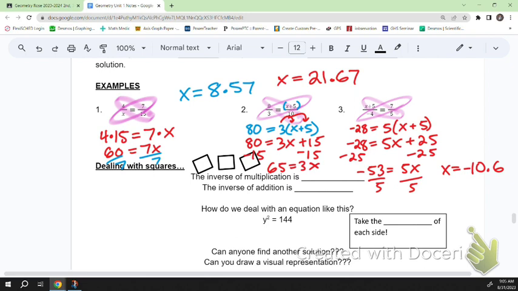Second part of this lesson, dealing with squares. So I put a little square there. The inverse of multiplication is what? What's the inverse of multiplication? Okay, good. Division. What's the inverse of addition? Subtraction. So then how do we deal with an equation like this? What do you think? How do we deal with that? What are we going to do? What's the inverse of squaring something?